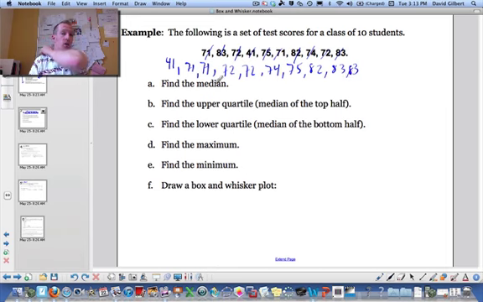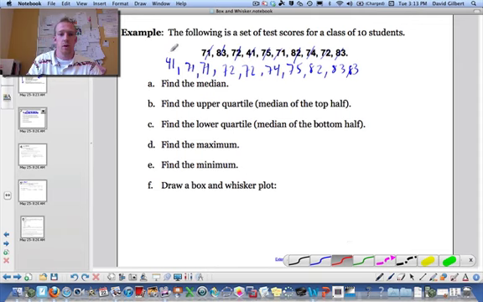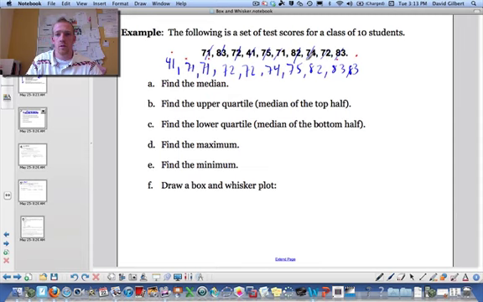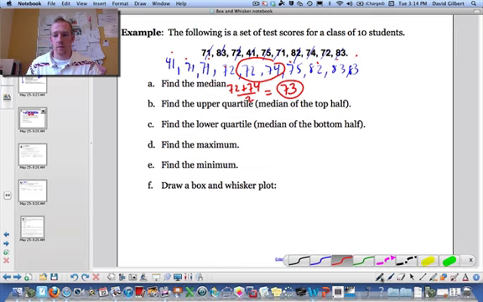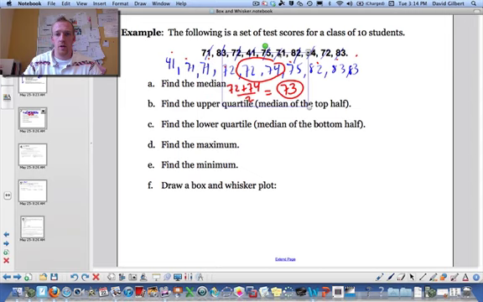Alright, so now that we have all our numbers in order, the median is going to be the middle number. So that's first, last, and so on. Alright, so we have two middle numbers. So that's going to be a 72 plus 74 divided by 2 gives us a 73. So the average of the two middle numbers, that's our median. So we got a 73 is our median.